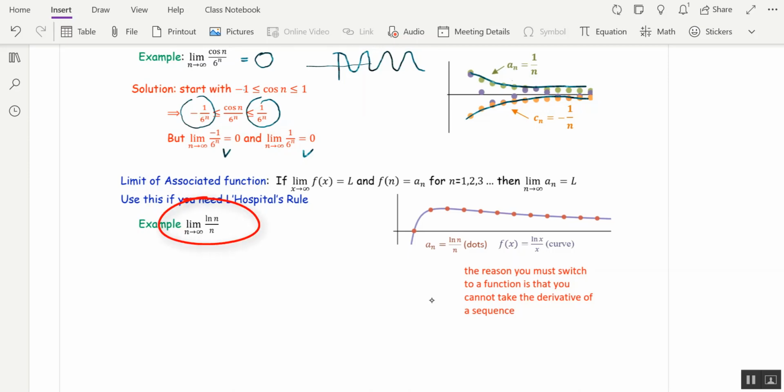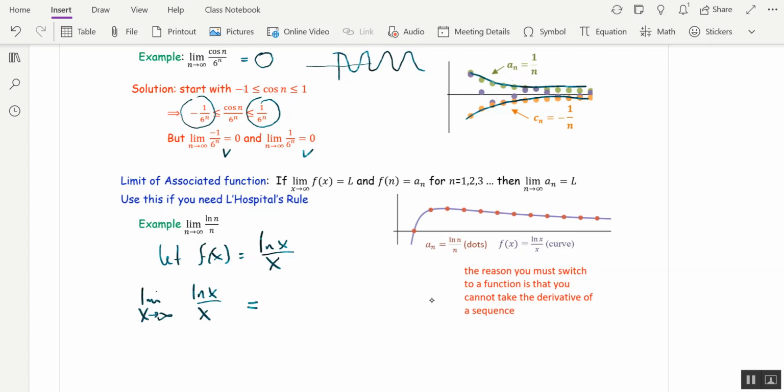Now, in this case, dividing top and bottom by the highest power in the denominator won't work, because if you divide top and bottom by n, you'll end up with the exact same fraction. So let's use L'Hopital's rule. Let's let f of x be the function ln x over x. And we'll take the limit as x goes to infinity of ln x over x.